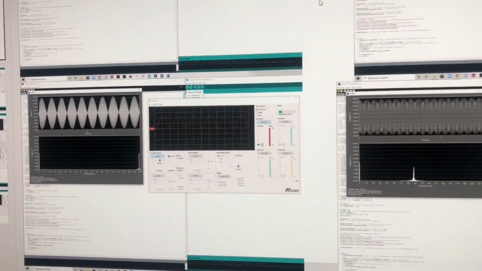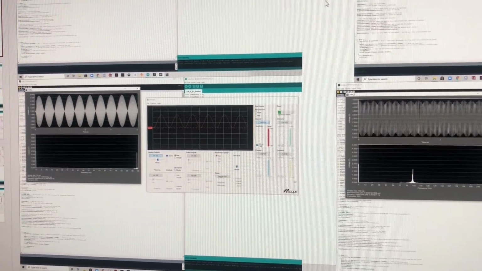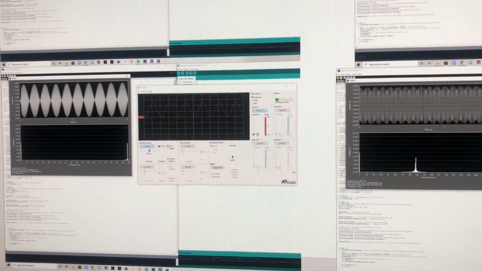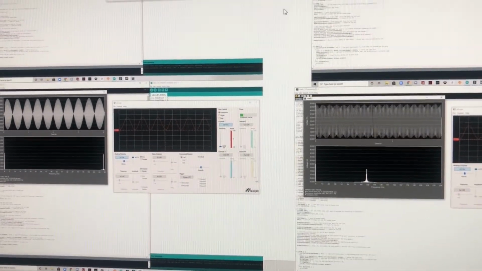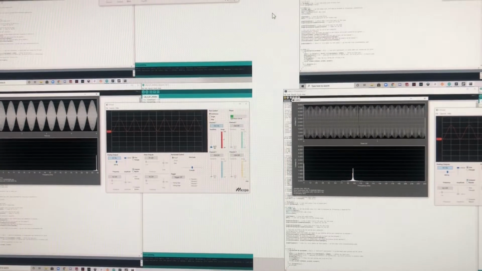This is my 100 hertz. These are my 100 hertz graphs. The same order applies as the previous slide.